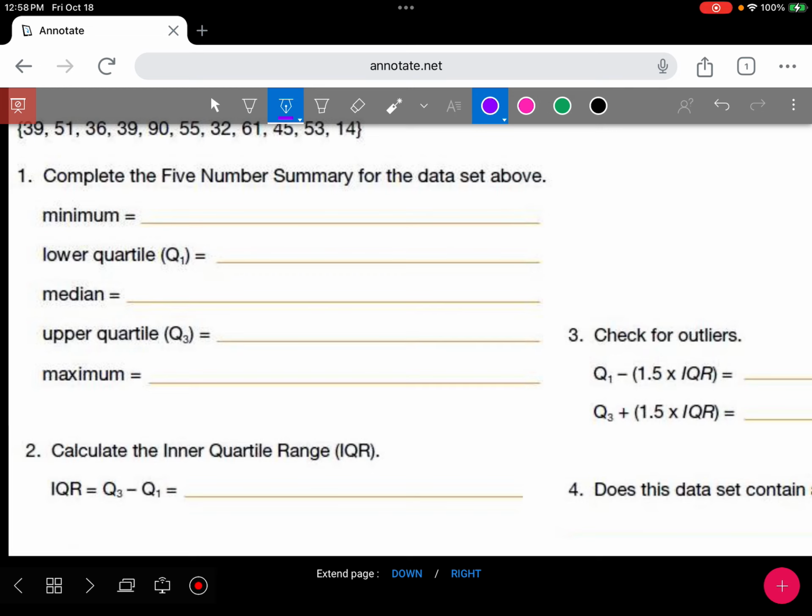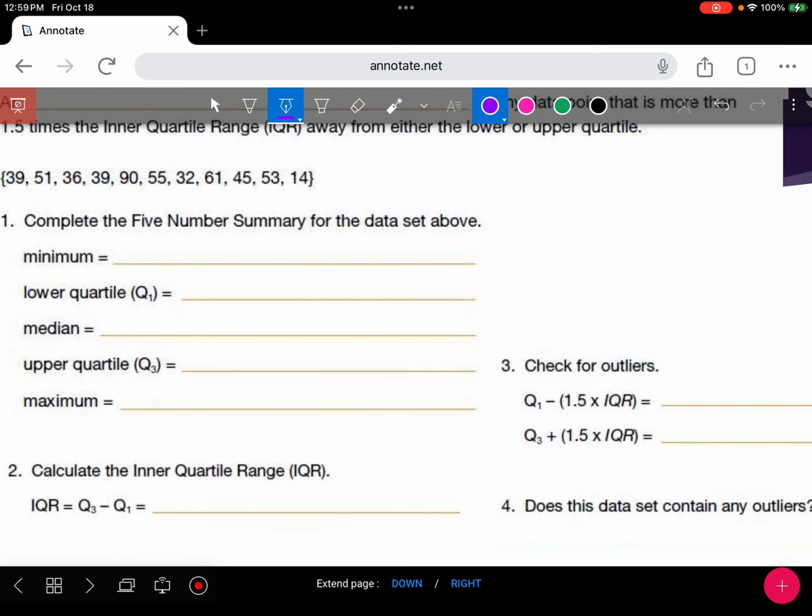For all 3 of those things, it's really going to be helpful if we have them in order. So the first step, whenever we're making a 5-number summary, if we're going to make it by hand, we've got to put them in order. So we're going to put these in order.